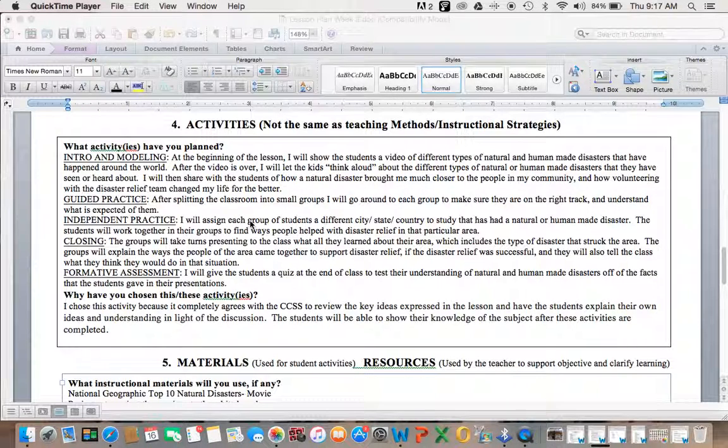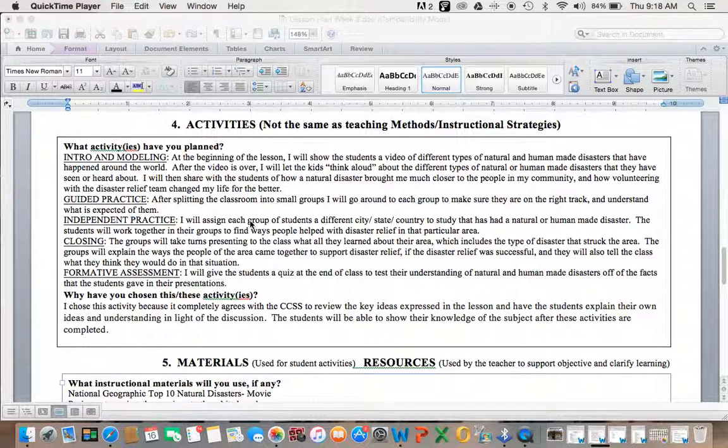Okay, section 4. What activities have you planned? Intro and modeling. At the beginning of the lesson, I will show the students a video of different types of natural and human-made disasters that have happened around the world. After the video, I will let the kids think aloud about the different types of natural or human-made disasters that they have seen or heard about.